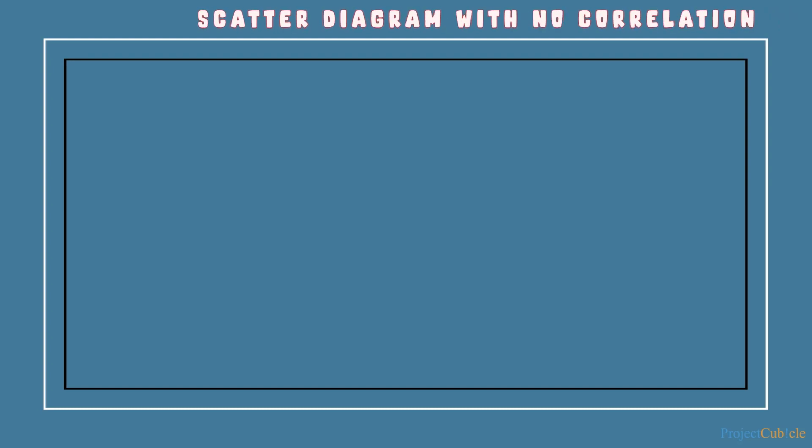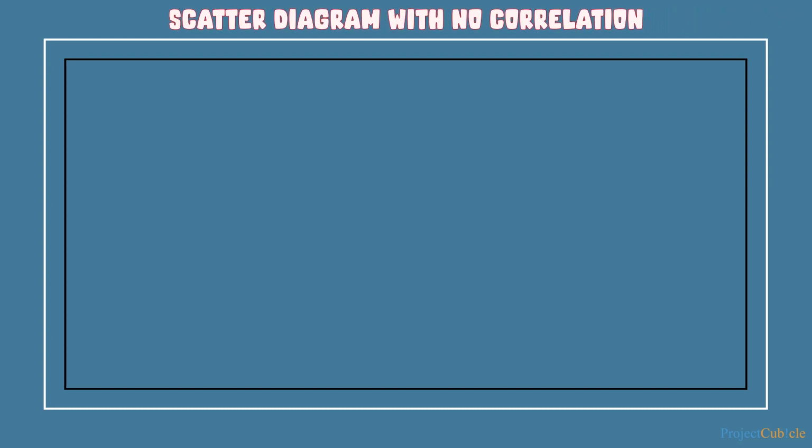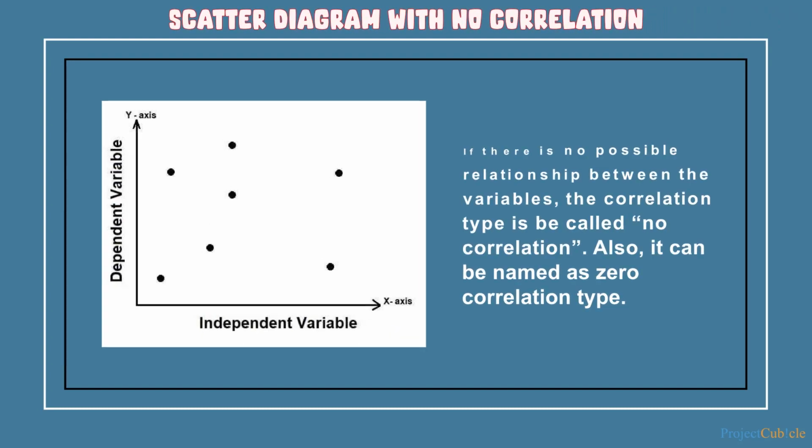Scatter diagram with no correlation. If there is no possible relationship between the variables, the correlation type is called no correlation. Also, it can be named as zero correlation type. The 2 variables are not linked. In that case, you cannot draw any line through them. For example, air temperature and shoe size have no correlation. As the air temperature increases, shoe size is not affected.